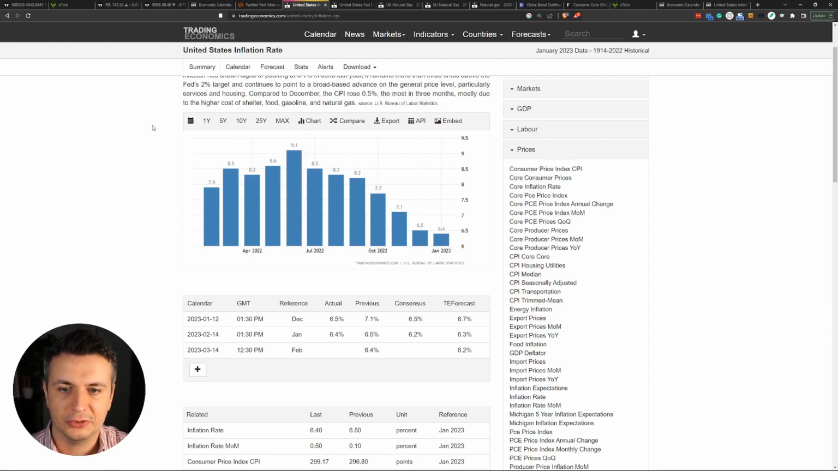As a reminder, on screen we have the inflation rate in the US and its decline through the past few months. We can see that it has slowed down very recently.